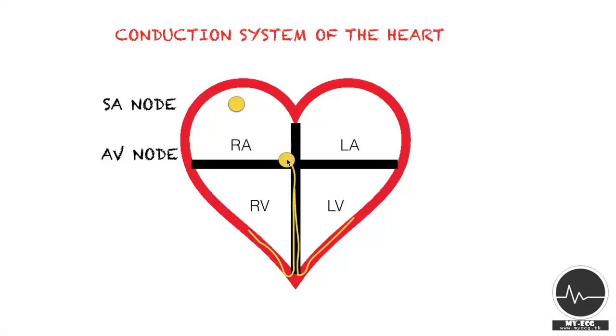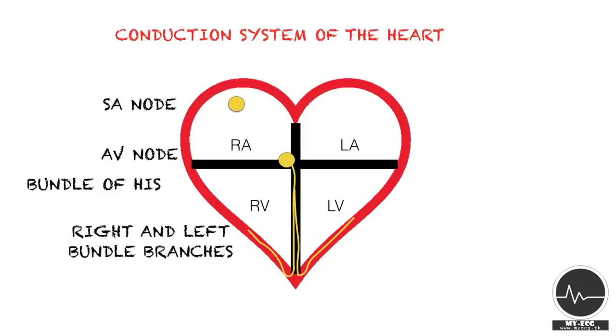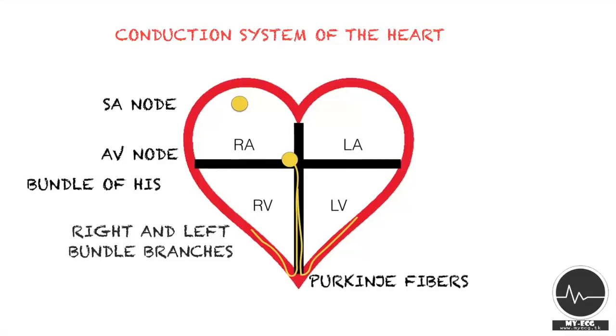So from the AV node, it goes to the single structure right here called the bundle of His, and from the bundle of His, the cells will continue and will bifurcate into two separate cells, one to the left and one to the right, and this will now be called the left and right bundle branches. And from the bundle branches, they will extend within the apex of the heart. They will be called the Purkinje fibers. So again, the conduction system of the heart begins at the SA node, goes to the AV node, next is the bundle of His, the right and the left bundle branches, and then eventually Purkinje fibers.